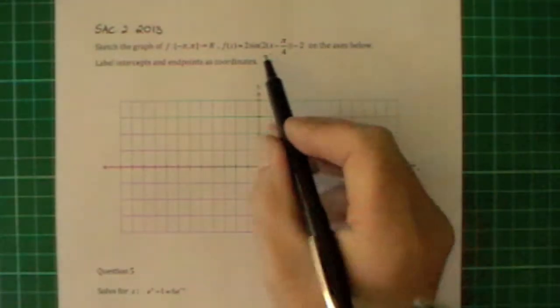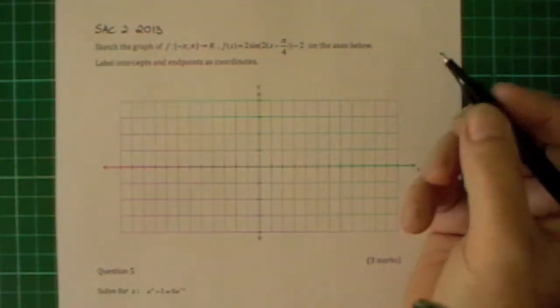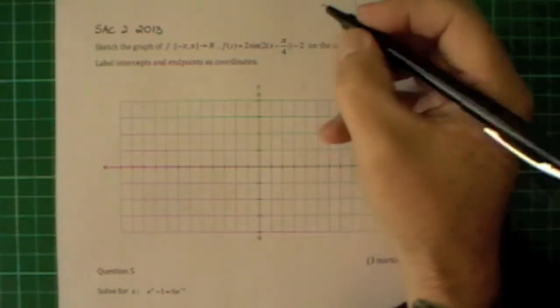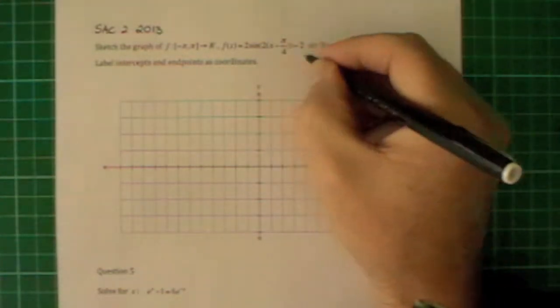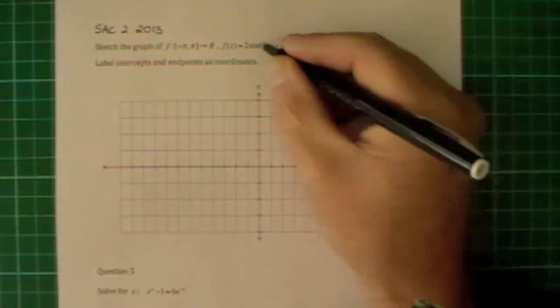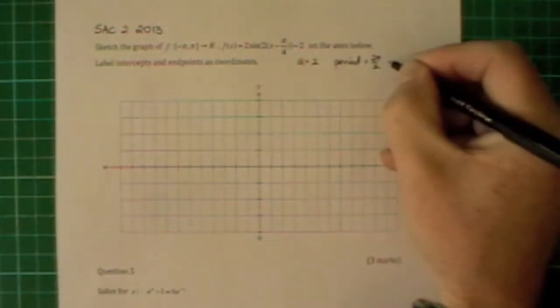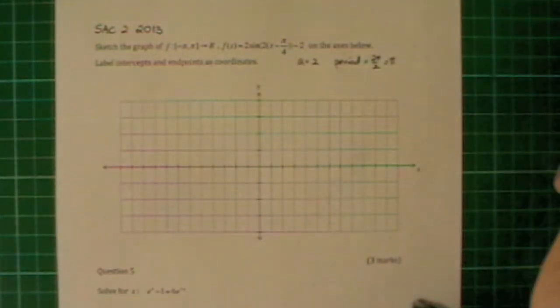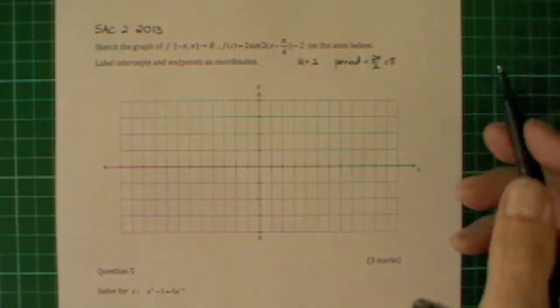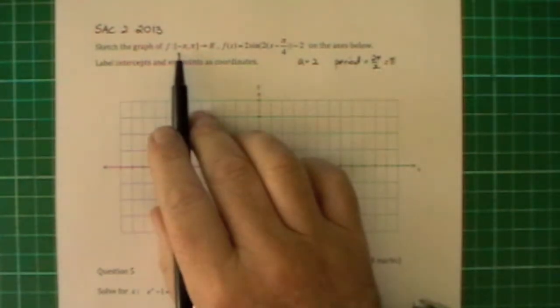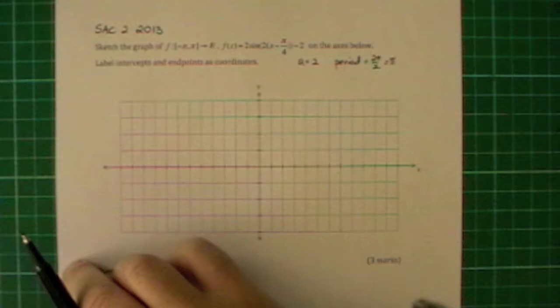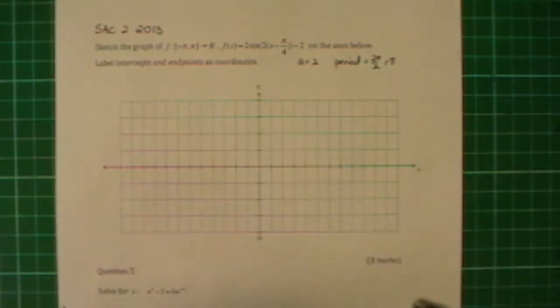So we're going to sketch this trigonometric function a really quick way using this grid. The first thing we've got here is that the amplitude is equal to 2 and the period is equal to 2 pi over 2, which is equal to pi. And that's really important. And we also know that we've got a domain of negative pi to pi. So we may as well use that grid to work that out.